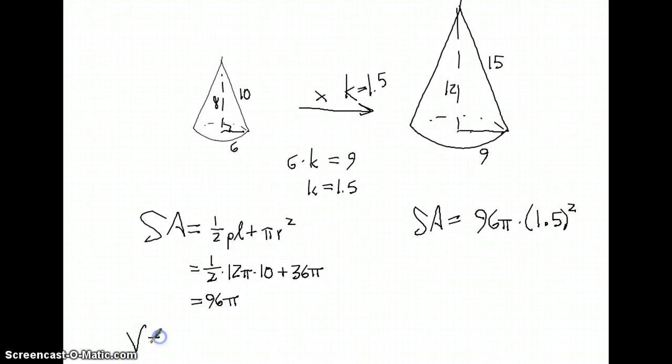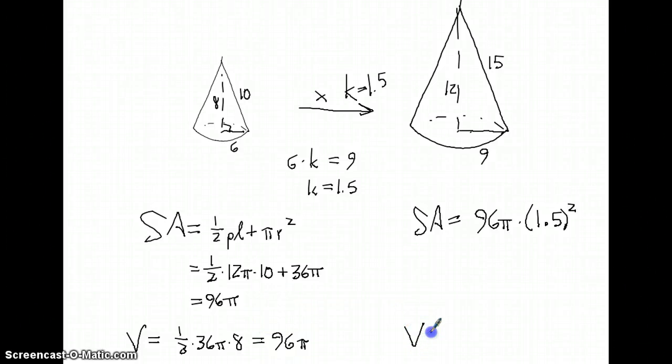Volume, same sort of thing. Volume over here is 1/3 times the area of the base times the height, which is 12 times 8, which is, oh, you're kidding me? Is it actually 96 pi? Oh, that's funny. 1/3 times 36 is 12. 12 times 8 is, yeah, 96 pi. Now, that doesn't normally happen.